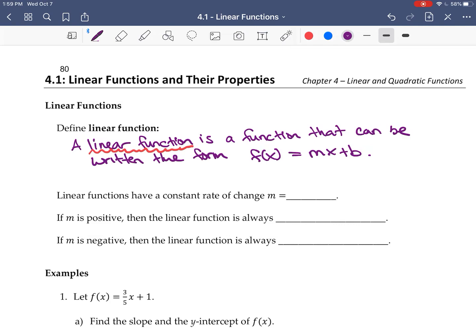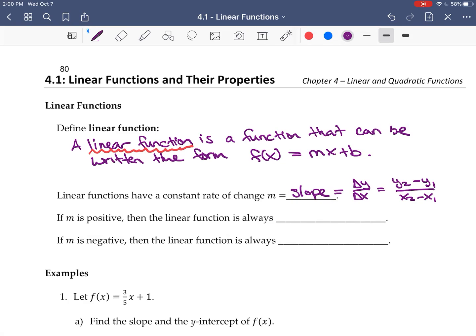So for linear functions, they always have a constant rate of change, so we call that m. m is the slope, which we sometimes write as delta y over delta x. Or you might say it's y2 minus y1 over x2 minus x1 for any 2 points x1, y1 and x2, y2.